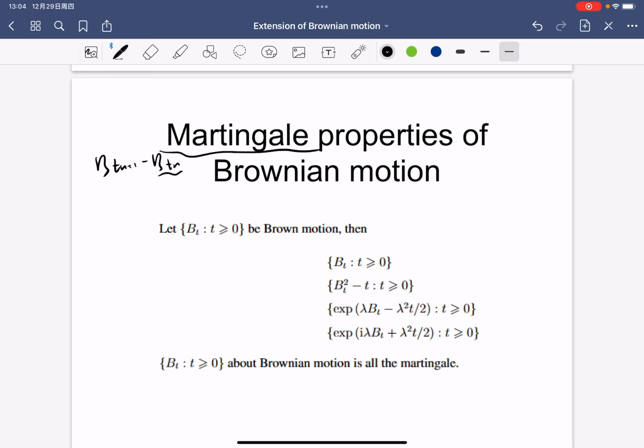Let B be Brownian motion. Then Brownian motion is a martingale.